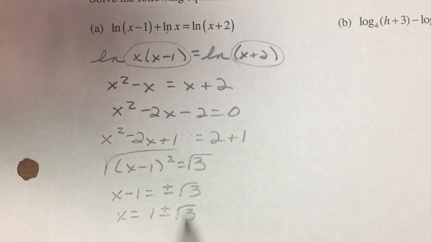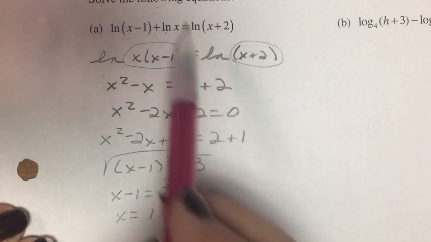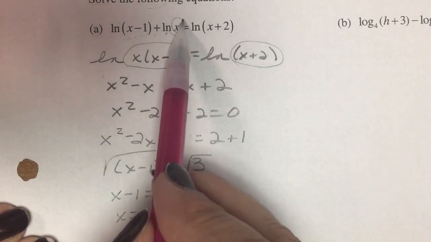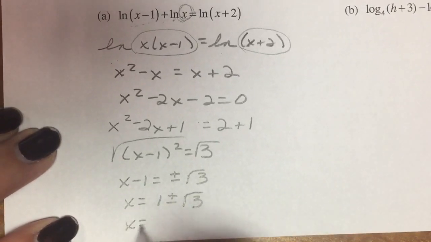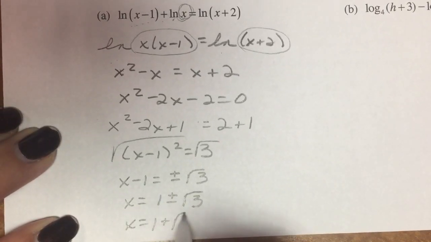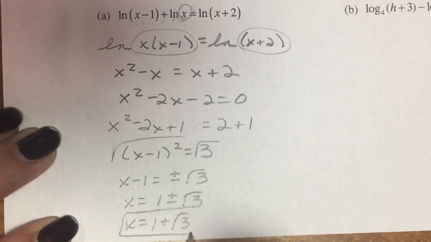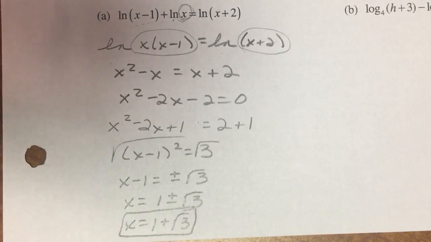Now, if I take 1 minus the square root of 3, and if I did that on my calculator, I'd end up with a negative number. So, because I can't find the log of a negative number, I need to toss that solution. So my only solution is 1 plus the square root of 3. That's the exact solution. Of course, you can put it into your calculator to find an approximate solution.